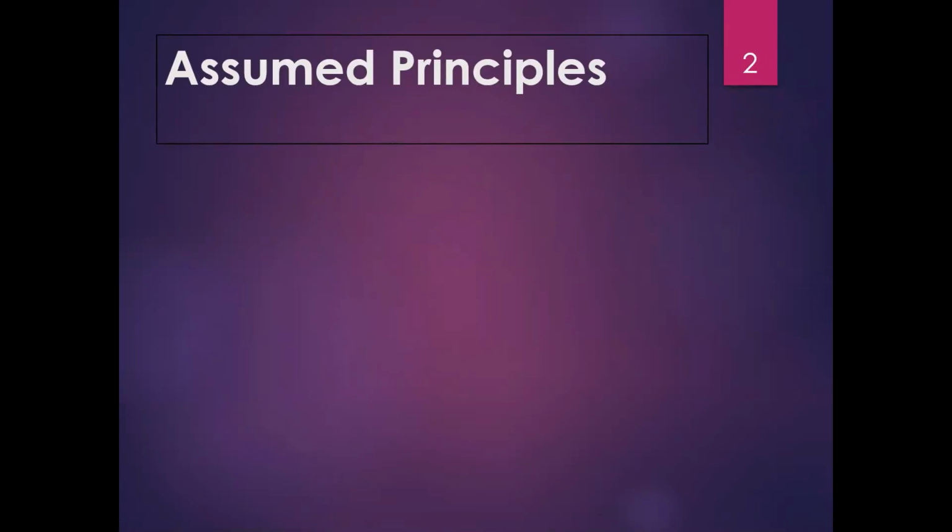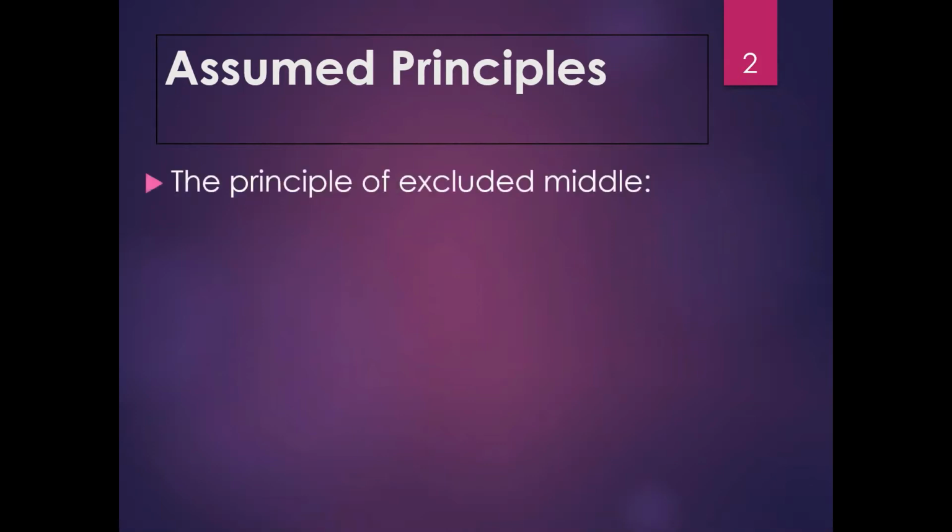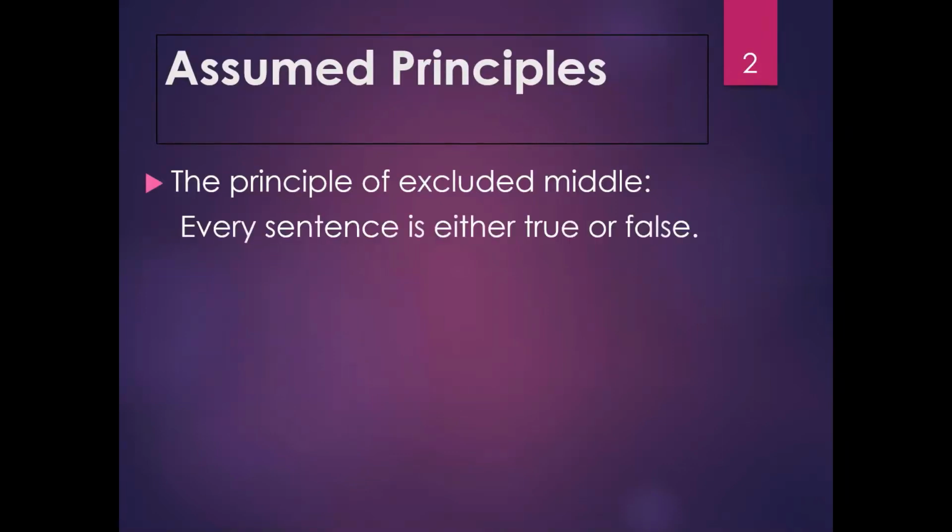These are principles that are assumed to be true whenever we're doing propositional logic. One is the principle of excluded middle. What that means is that every sentence is either true or false. There is no in between. Now, vague terms can be problematic, but when we're doing propositional logic, we are assuming that if there are any vague terms, they've been specified. We've stipulated a definition for those so that the sentences are either true or false.